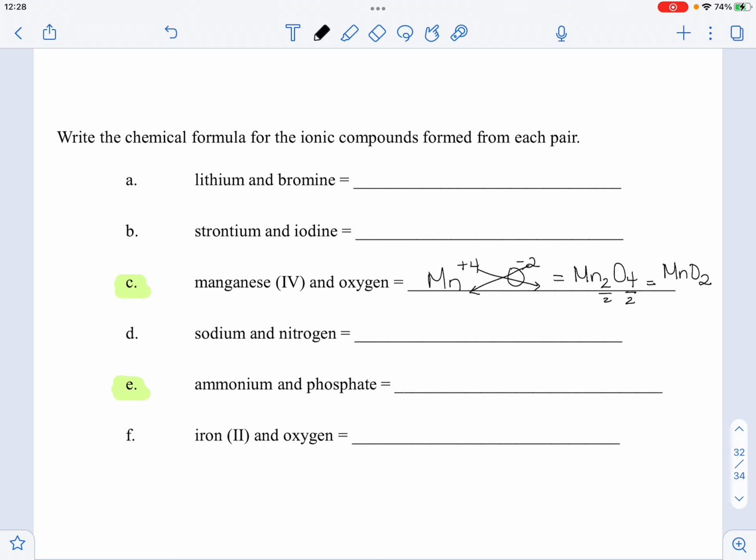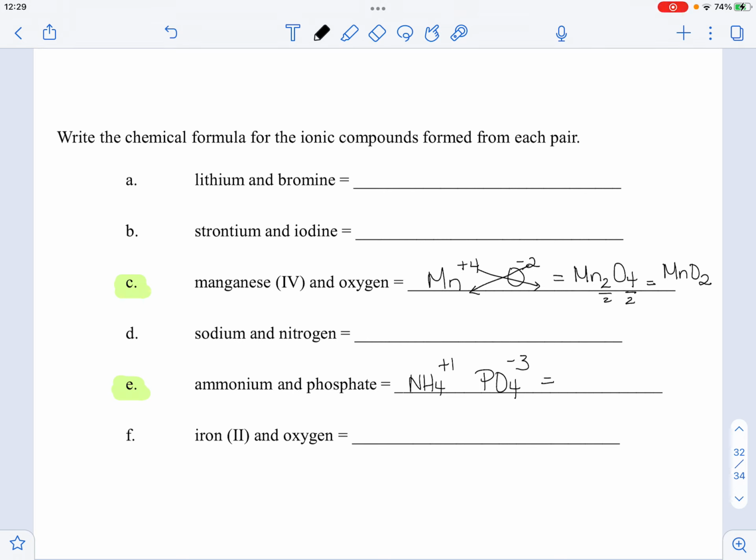Let's look at letter E. In letter E, I have 2 polyatomic ions. That's why it's important that you practice and you go through the tables. Ammonium, NH4, positive 1. Phosphate, PO4, negative 3.